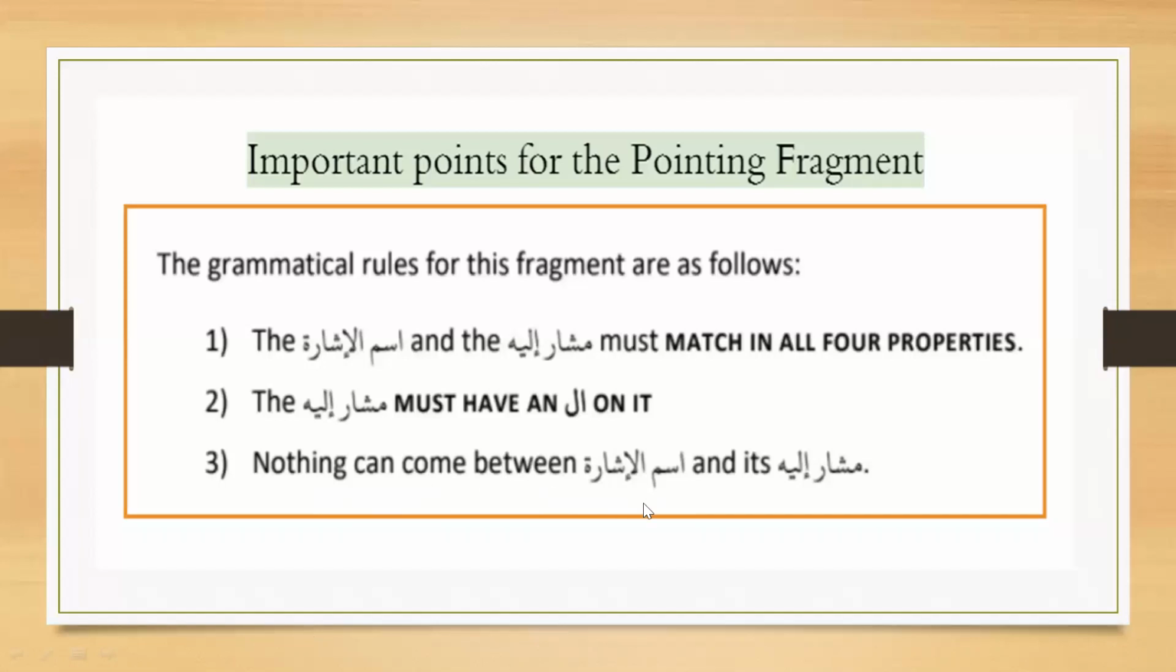So these two components of the pointing fragment should come very close to each other. That's the same case with the harf of jar fragment. As soon as harf jar comes, then ism majroor. The same is here. As soon as the ism ishara comes, immediately mushar ilay, an ism with al on it.